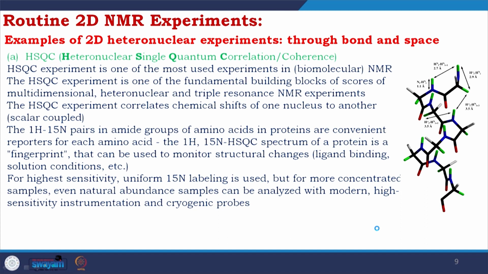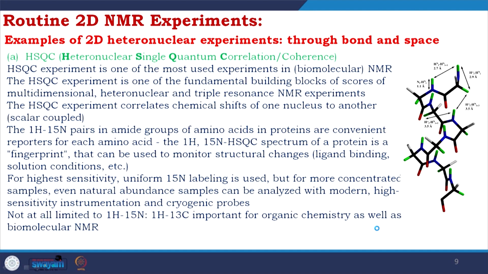So, you even do not need to label the natural nitrogen; sometimes a high concentration sample is also good enough. They are not at all limited to 1H-15N; 1H-13C is important for organic chemistry as well as biomolecular NMR.